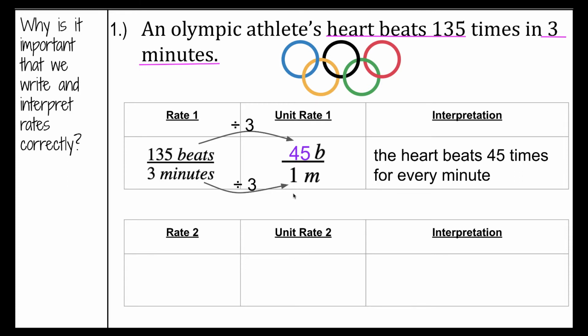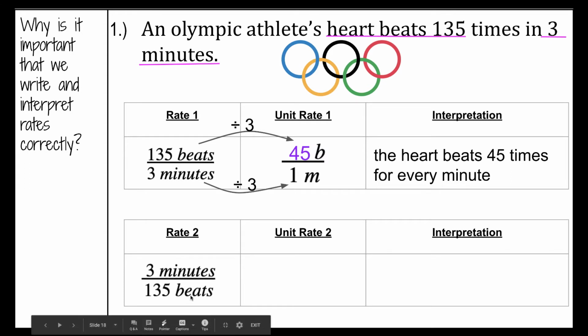Now let's write this rate differently. Let's switch and put minutes on top, beats on bottom, because remember, we're trying to figure out our question on the left-hand side. Why is it important that we write and interpret rates correctly? We're just going to switch now and put minutes on top, heartbeat on bottom. So 3 minutes for every 135 beats.